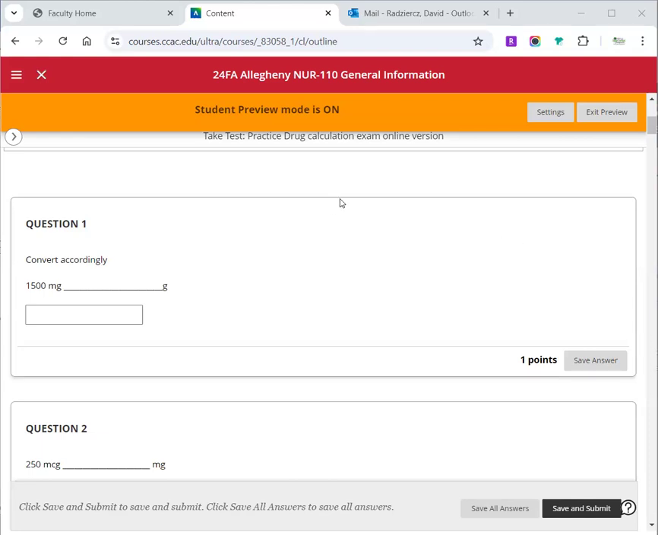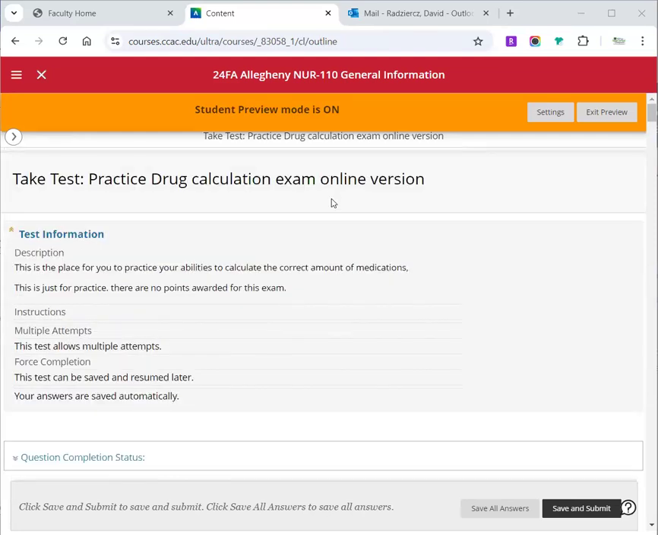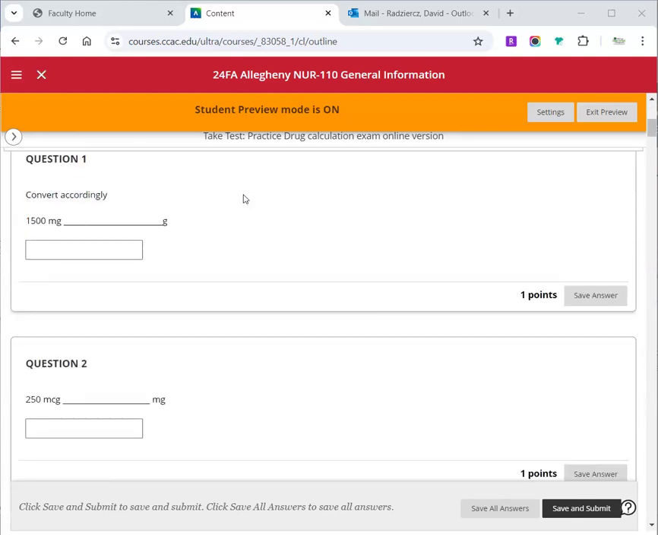So I'm in the student mode. This is pretty much what you'd see when you open this up, and you may have already taken this. I'm going to go ahead and do these and work them out so you can see what that looks like as I do it. Let me see if I can move this annotation thing. Here we go. It's out of the way.